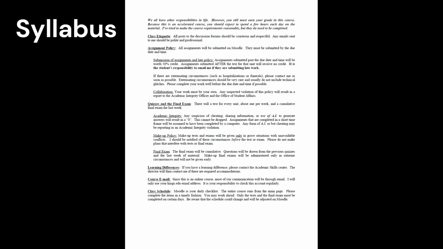So let's get into the academic integrity there. Any suspicion of cheating, sharing information, or use of AI to generate answers will result in a 0, which cannot be dropped. Now, assignments that are completed in a suspiciously short time frame will be assumed to have been completed by a computer, by AI or a bot, and there's a 0. And any form of AI or bot cheating may be reported as an academic integrity violation.